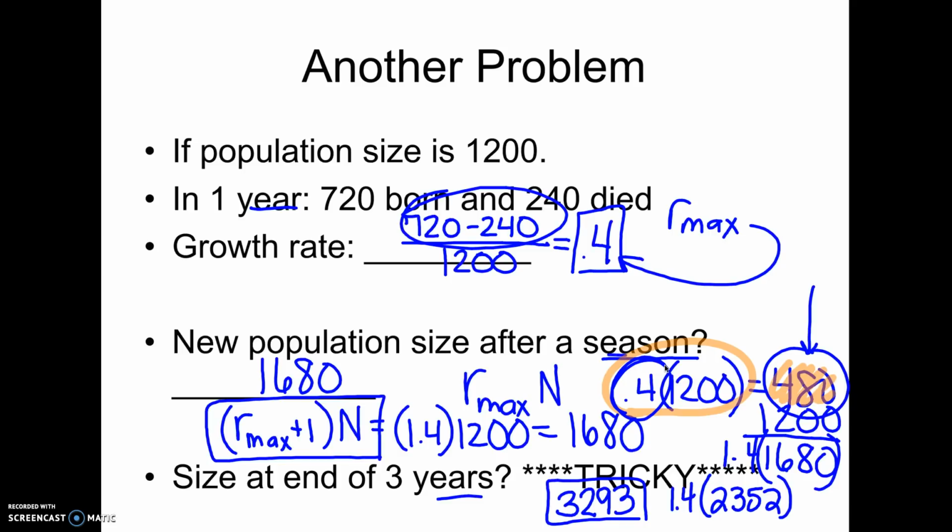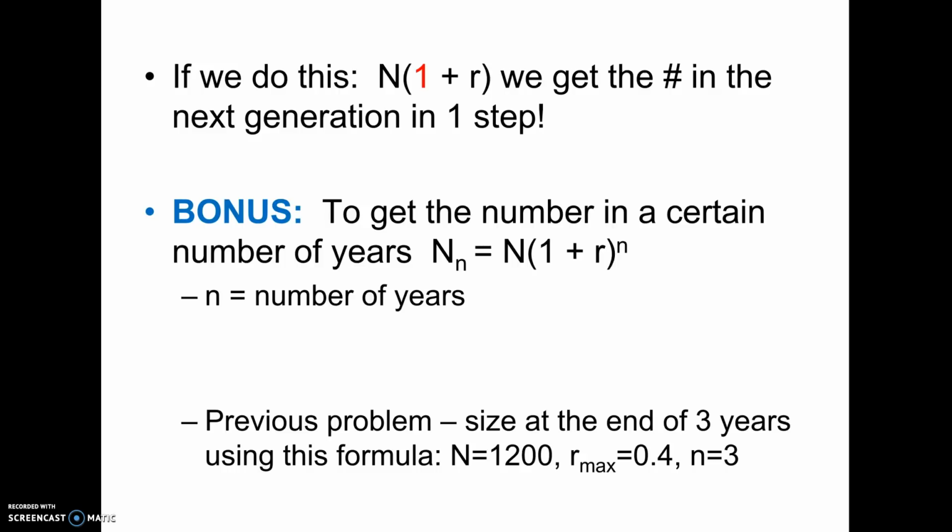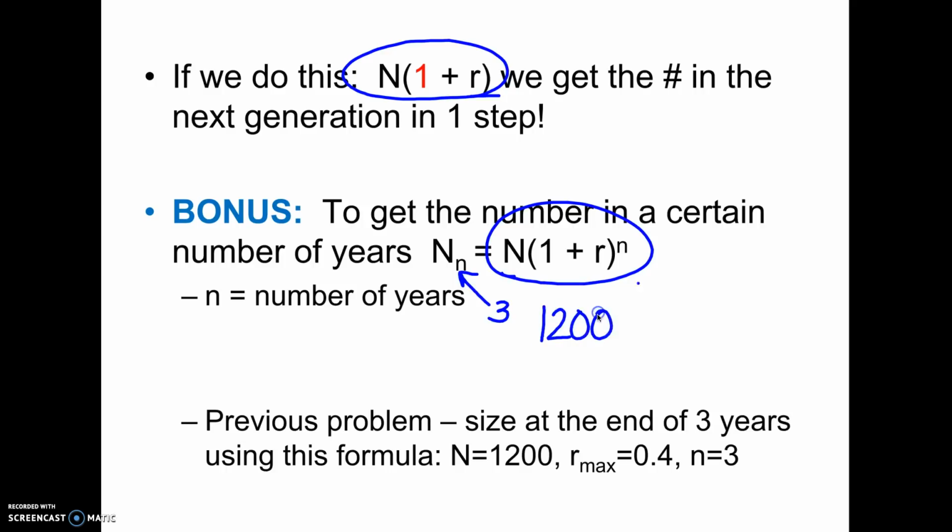Now, there is a shortcut for this as well. And again, in reality, a population is probably not going to grow exponentially anyway, but let me show you on the next slide. Here are the 2 things I mentioned. So for exponential growth, if you do N times 1 plus R max, you would get the number in the next generation in 1 step. Also, if you do this formula, so if I want to know the size of a population, let's say in 3 years or 3 generations, like the previous problem, N was 1,200, 1 plus R max would have been 1.4.